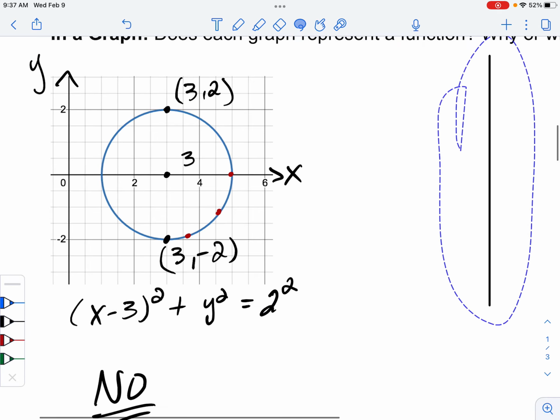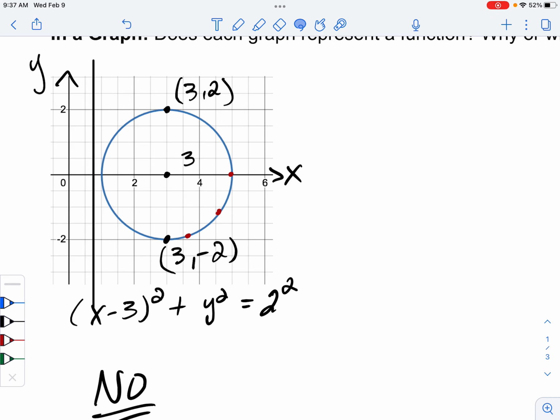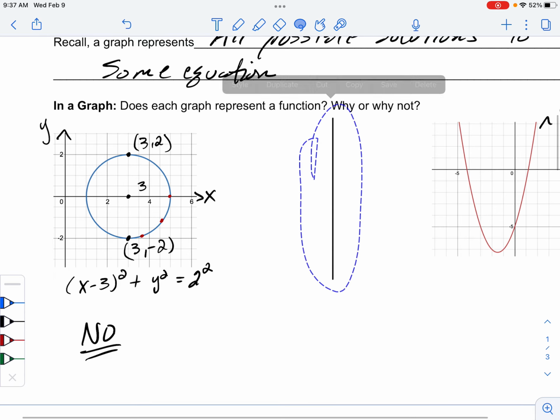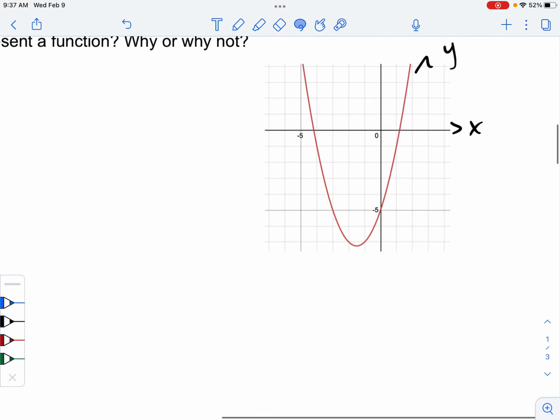If I go back to my circle, notice that it does. There are tons of places, basically every spot on this circle, except for the very ends, where the vertical line will cross it twice. So that lets us know this is not a function. The parabola is a function. So we'll say, yes, this is a function. Each x goes to exactly one y.